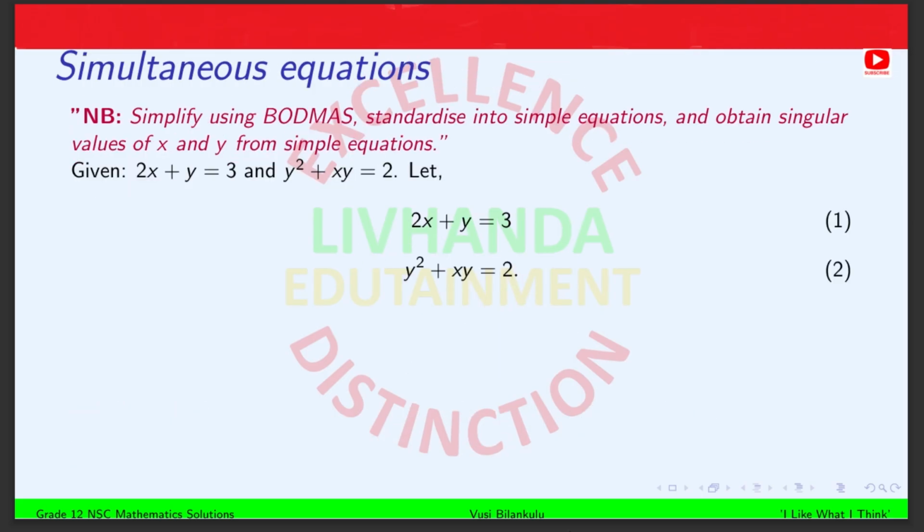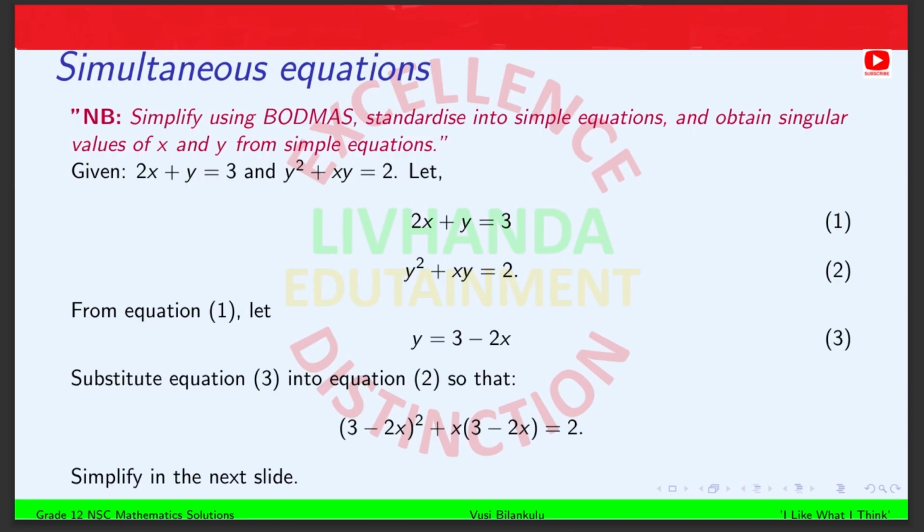In this instance, two equations are given to solve both x and y simultaneously. A linear equation, labeled number 1, is given as 2x plus y equal to 3. And a quadratic equation, labeled number 2, is given as y squared plus xy equals 2. From equation labeled 1, an equation labeled number 3 is defined as y equal 3 minus 2x. Then substitute equation number 3 into equation number 2 as shown in the slide.